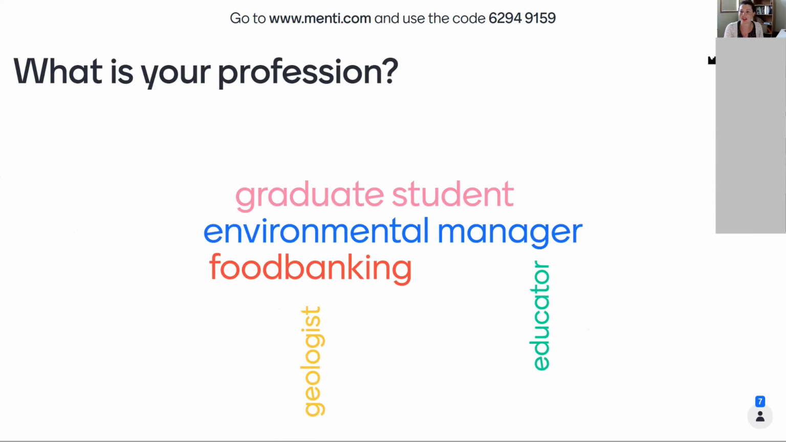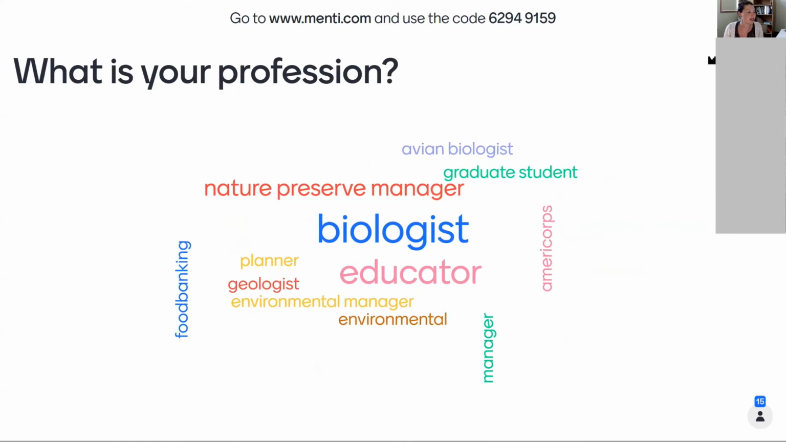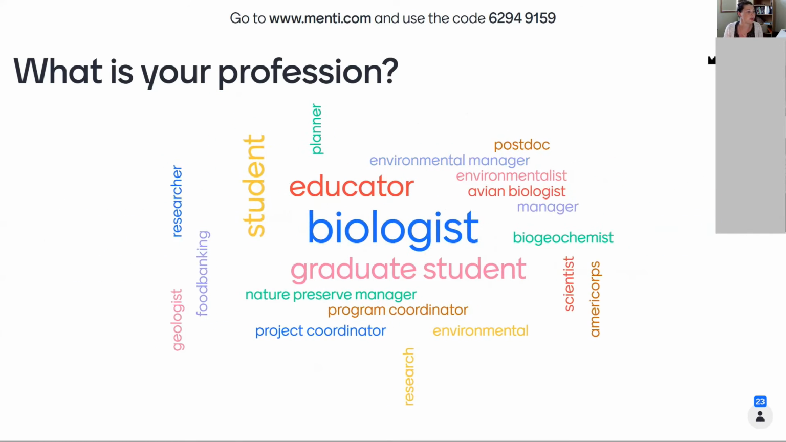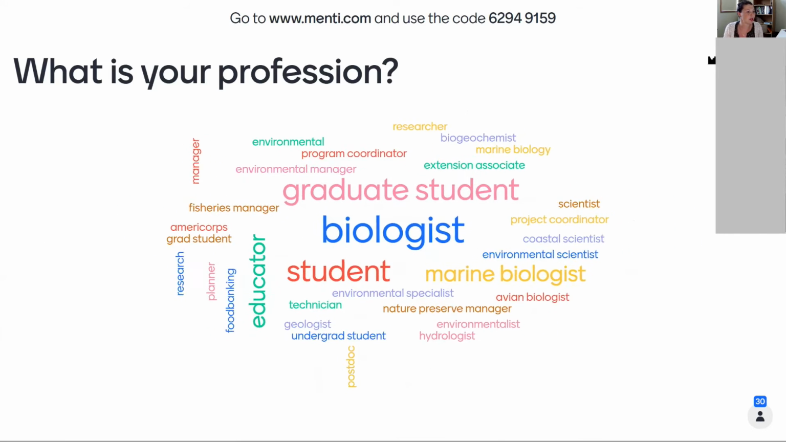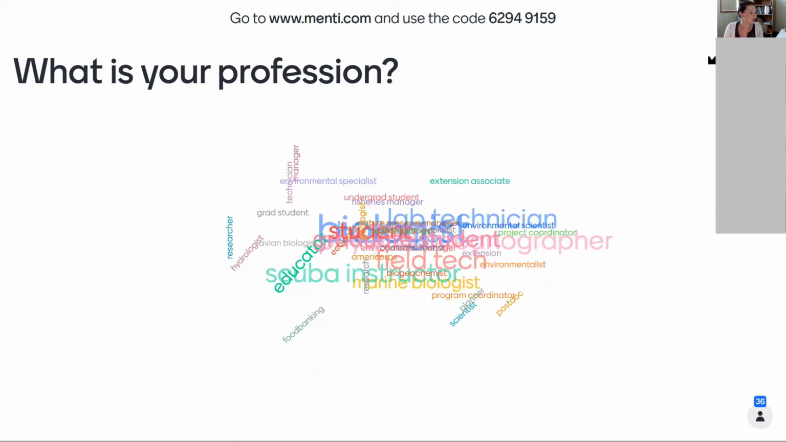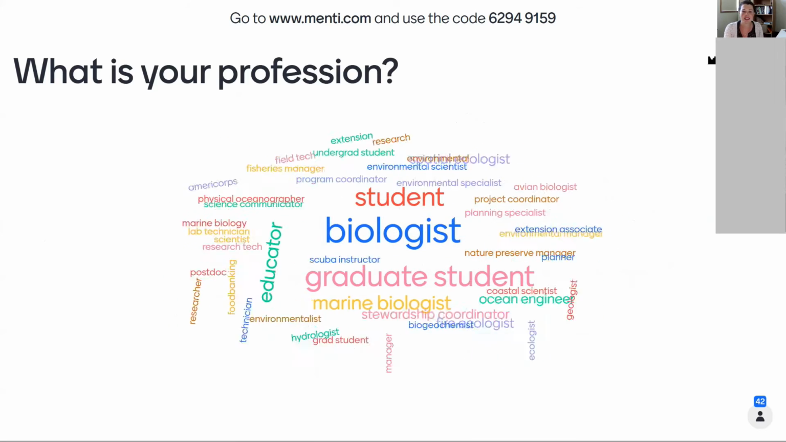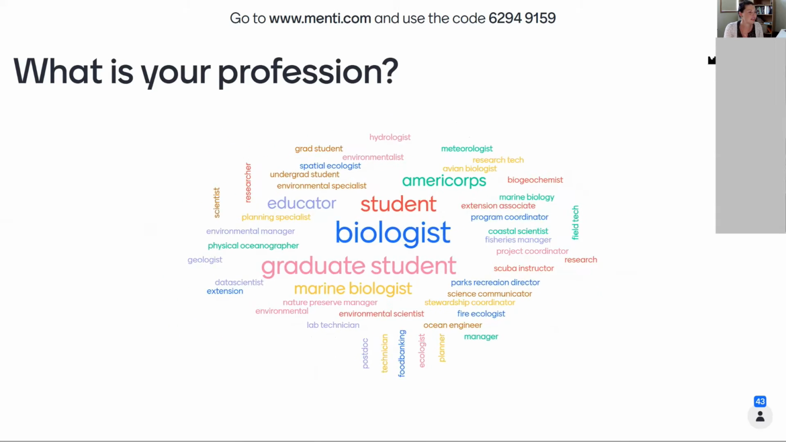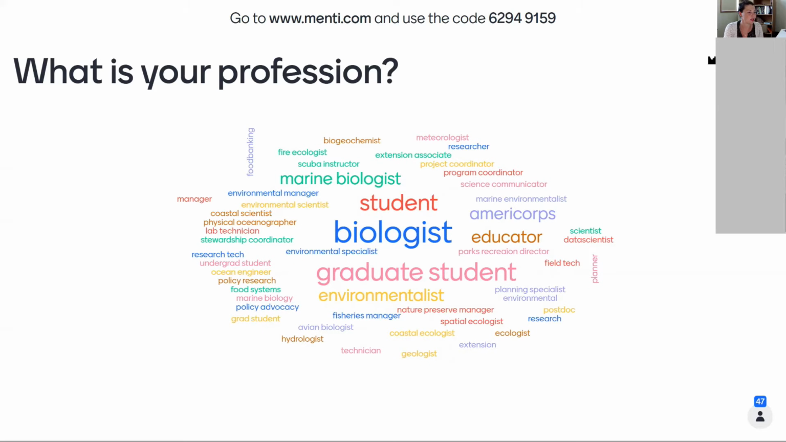Graduate student, always a good profession. Environmental manager, biologist, educator. Biologist looks like it's taking the lead. Let's see, extension associate, AmeriCorps, biogeochemist, very cool, marine biologist, student, hydrologist, planning specialist, technician, meteorologist, awesome, avian biologist. All right, looks like maybe we're slowing down here a bit. Data scientist. All right, cool.